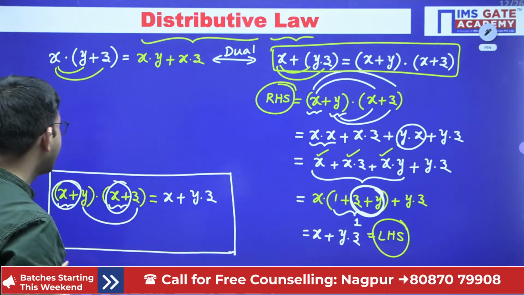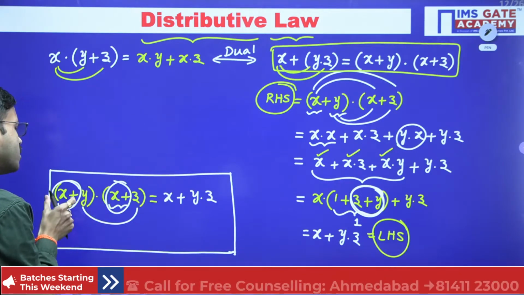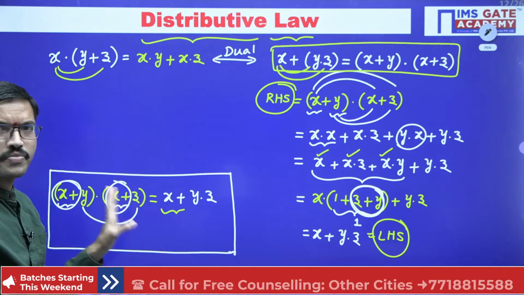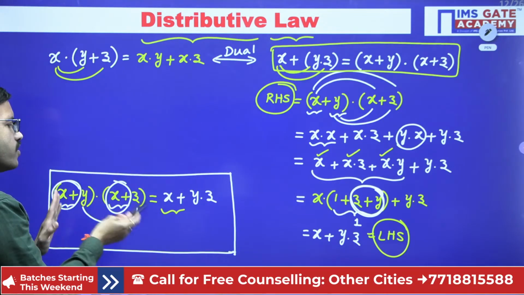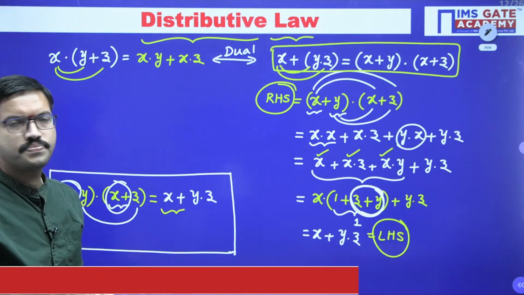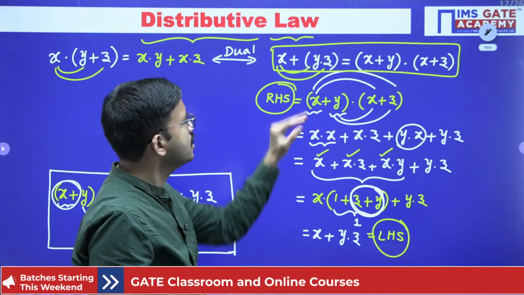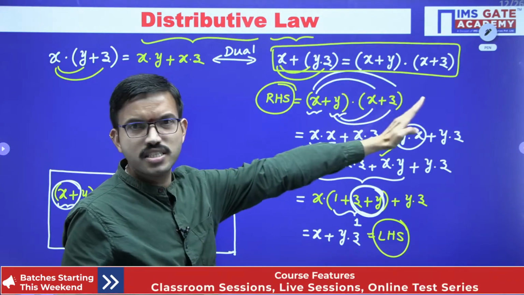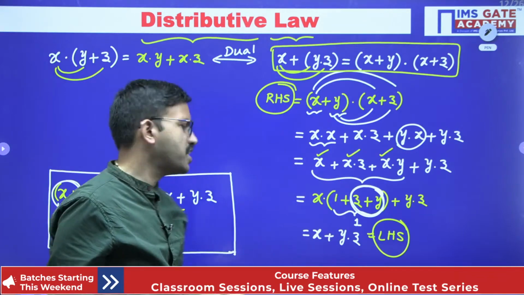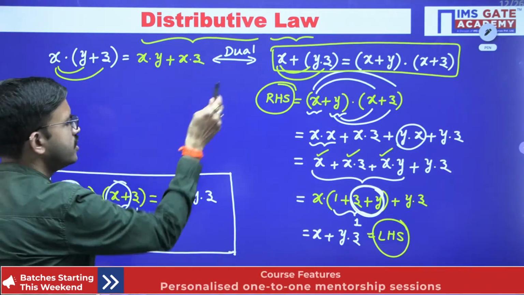I am repeating once again. In both the brackets, whichever common part is there, write that common part first, and then among the remaining terms, you can perform the logical AND operator. That's all. So based on the requirement, we may use LHS to RHS regarding the distributive law, or we can even use RHS to LHS also.